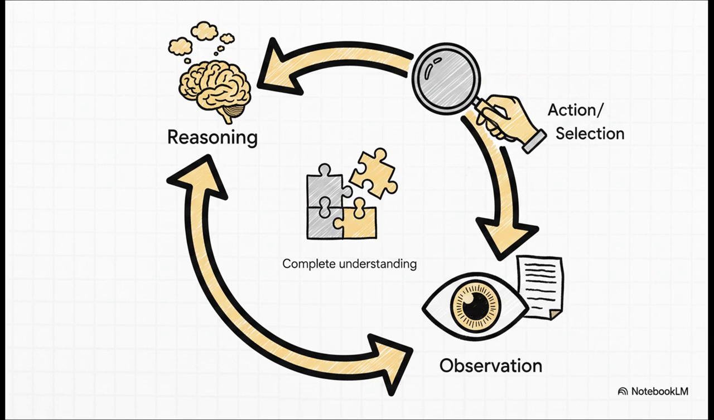Actually, if the database returns insufficient data, it doesn't just fail, it loops back and tries the vector fallback. It only stops when sufficient context is gathered to provide a rock-solid answer.